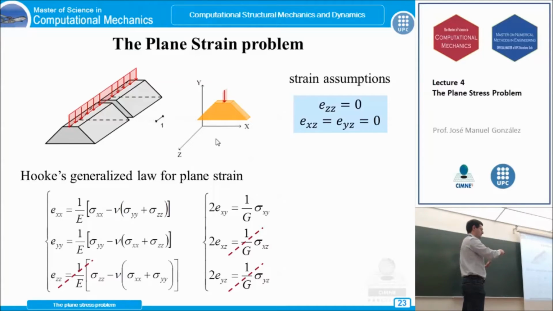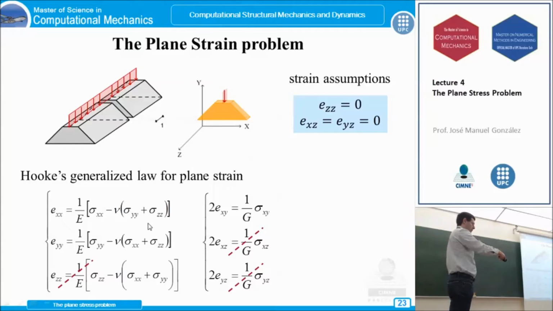So we have, in a sense, the opposite consideration, the opposite hypothesis between stress and strain than in the plane stress problem. If we consider these strain assumptions, we go to Hooke's law, the elasticity law, and we can neglect these terms. We can neglect these terms, and we can get a relation between these stresses. So imagine that this is equal to 0. So we have a relation between this z stress and the x and y stress.